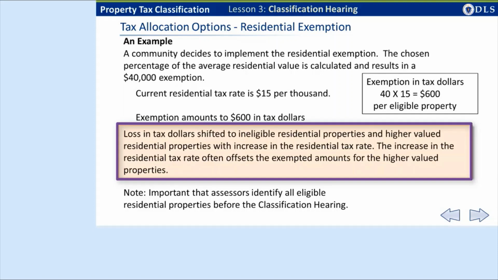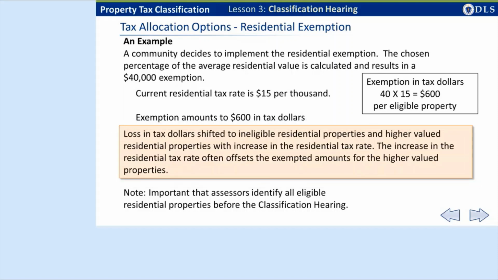The increase in the residential tax rate often offsets the exempted amounts for the higher valued properties. In other words, the increase in the tax rate generates an increase in tax dollars for the higher valued properties that exceeds the amount of the exemption. It is important for assessors to identify all the residential parcels that are eligible for the residential exemption before the classification hearing.